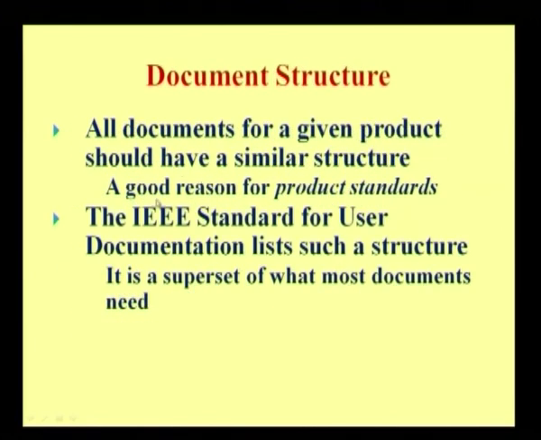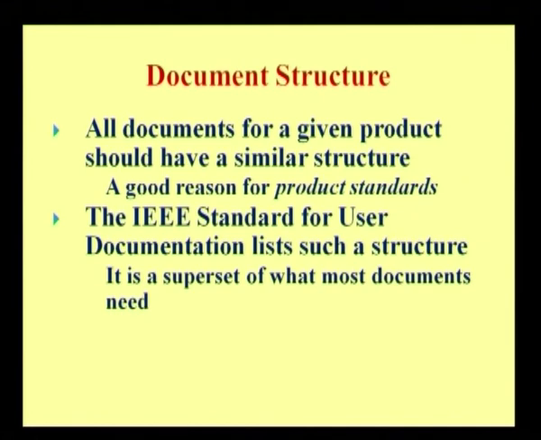All documents for a given product should have a similar structure. The structure is basically derived from the standards that different organizations have provided. Say, for example, IEEE has its own set of standards and substandards for where documentation is required. ISO has come out with its own standards for documentation. The IEEE standard for user documentation lists a structure which is a superset of what most documents need. We basically maintain IEEE standards as a benchmark for most documentation procedures.